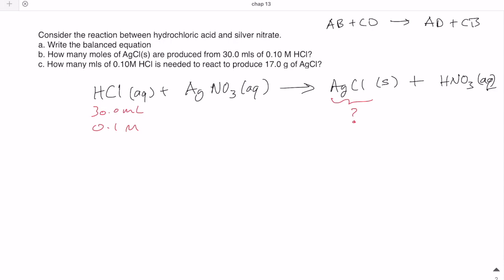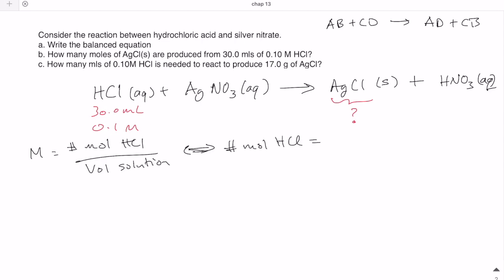So this is where we're going to need to use our molarity definition. Molarity is equal to the number of moles of HCl versus the volume of the solution. And so if we want the number of moles of HCl, then we can do a cross multiplication, or you can multiply both sides by volume. That would cancel out the one on the right side, resulting in M times V, as I said earlier. So once you have that, then you just take the molarity of HCl that you have, which is 0.1 molar, and then multiply that by the 30 milliliter.